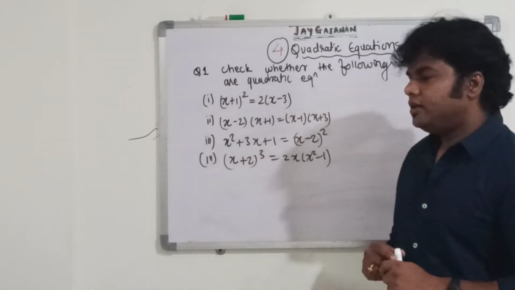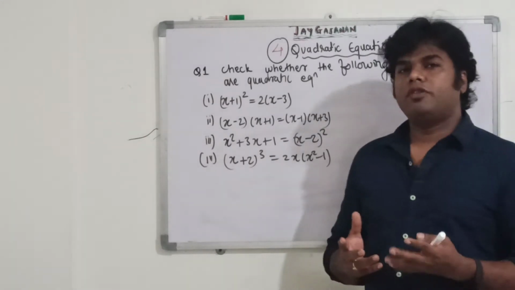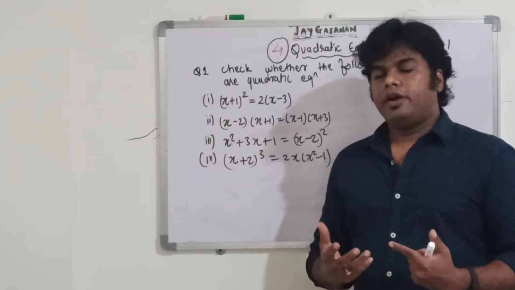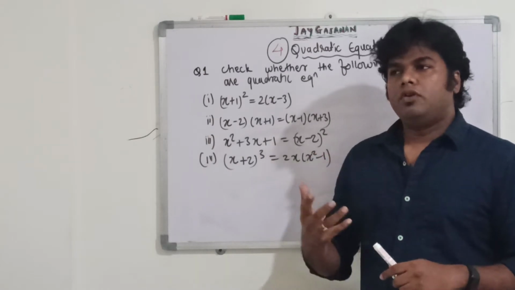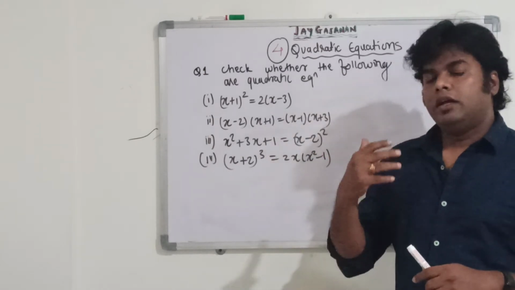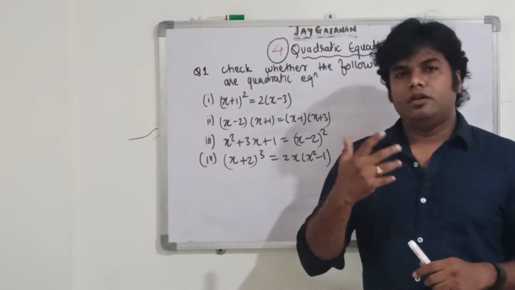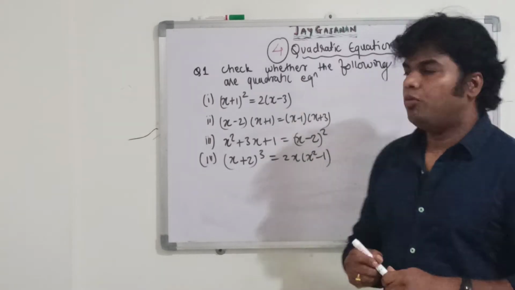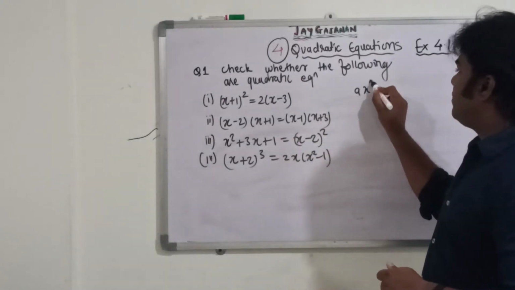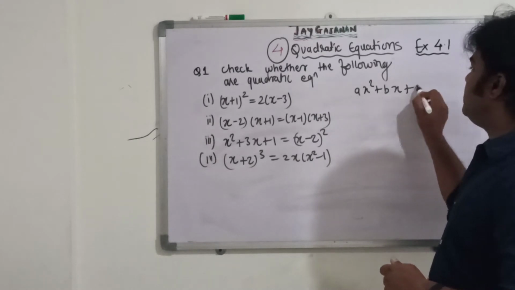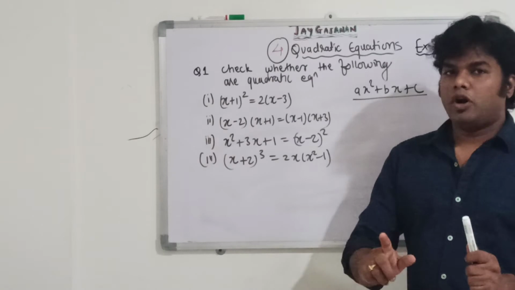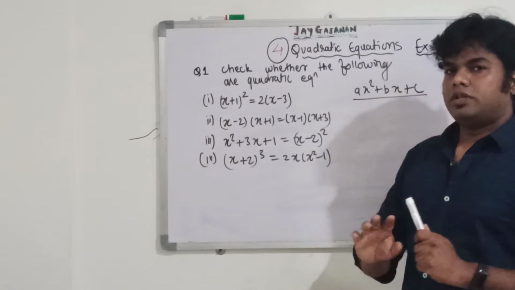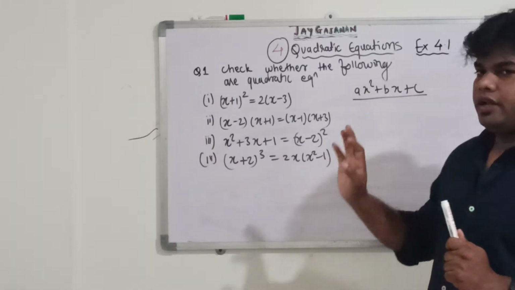We are going to see that, but before that, what we have to understand is when we will call it a quadratic equation. It will be in the form of ax square plus bx plus c. ये form में है तो we can say that is a quadratic equation. If it is not in this particular form, it means it is not a quadratic equation.